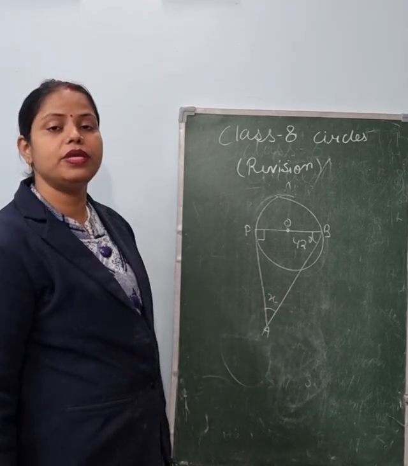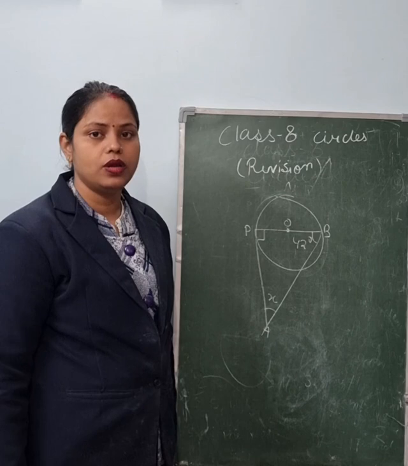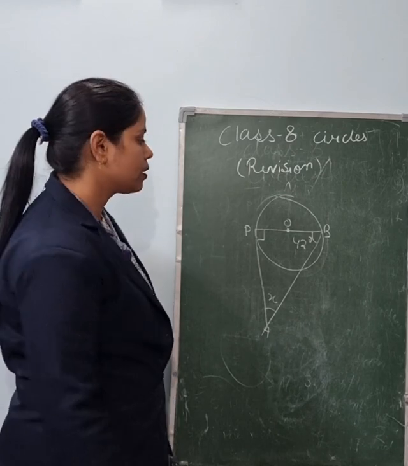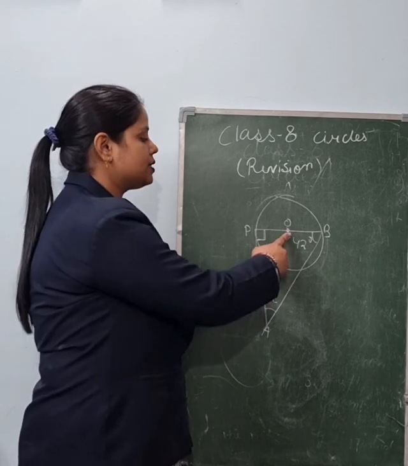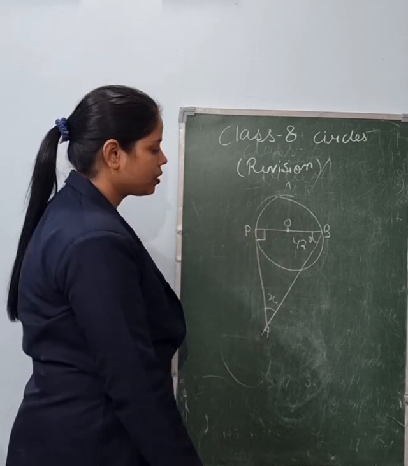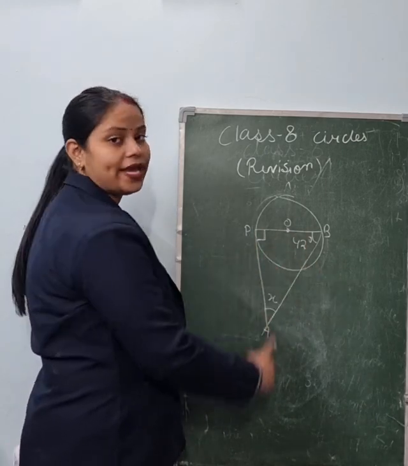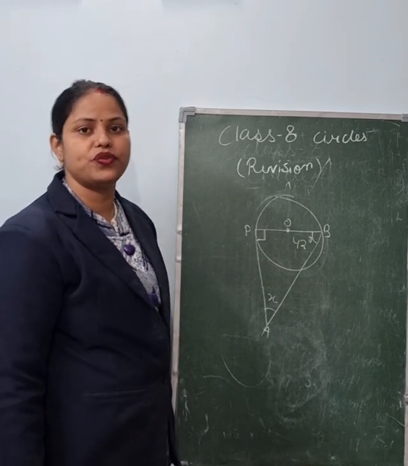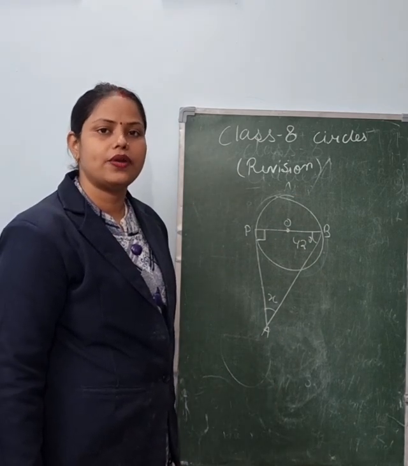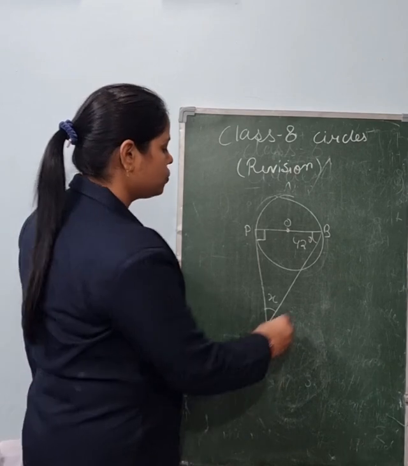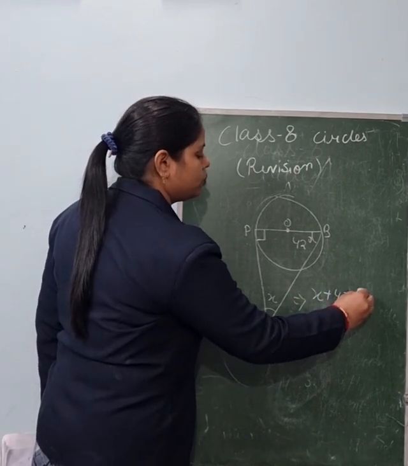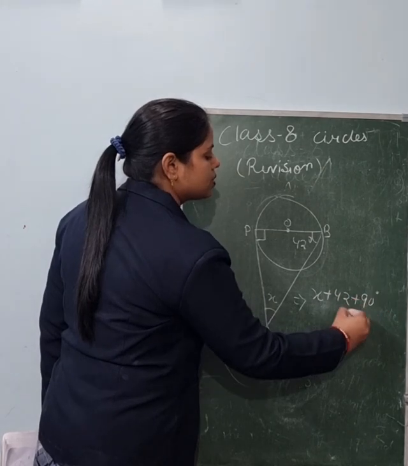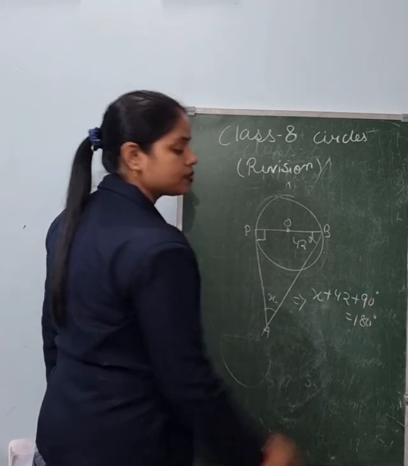So again here we will be using the same property of the circles, that this angle will be equal to 90 degrees because the radius is perpendicular to the tangent. Now we'll use the property of the triangle, that the sum of three angles of a triangle is equal to 180 degrees. So here we have x plus 42 plus 90 degrees is equal to 180 degrees.